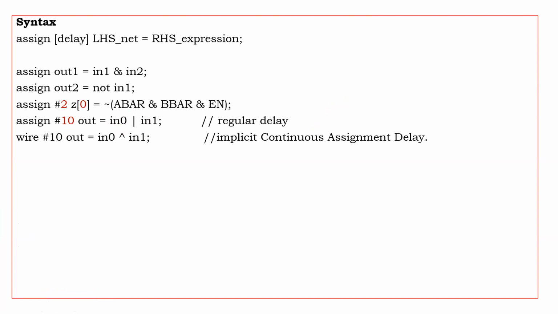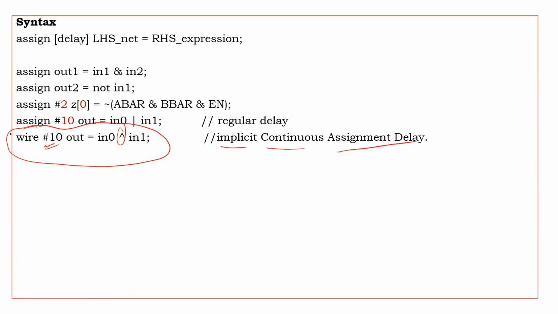Another one is a statement I wrote: wire #10 out equals, of course, an exclusive OR operation between input 0 and input 1. First do the XOR operation, and the value is given to out with the delay specified. This type of assignment is called the implicit continuous assignment delay. If you observe this statement closely, you cannot find any assign keyword.